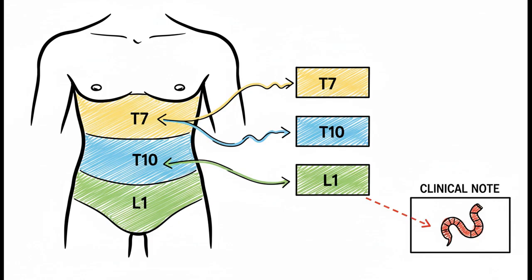And the clinical tie-in here is a classic. Early appendicitis irritates nerves that feed into the T10 spinal level, so the patient feels this vague pain right around their belly button, way before it ever moves to the right lower quadrant.